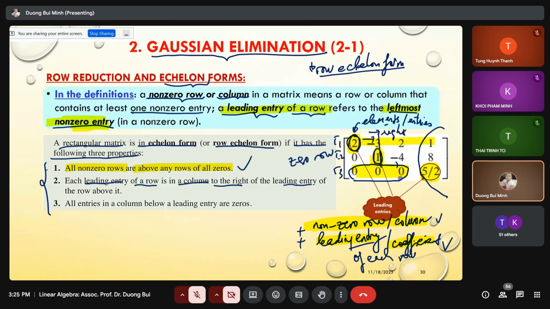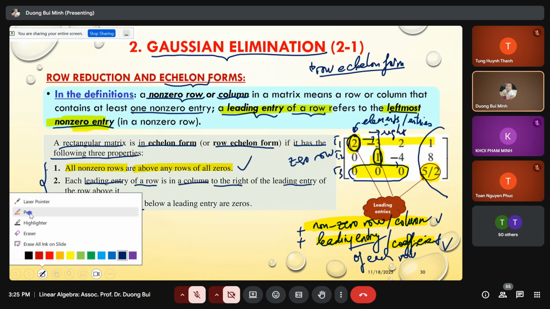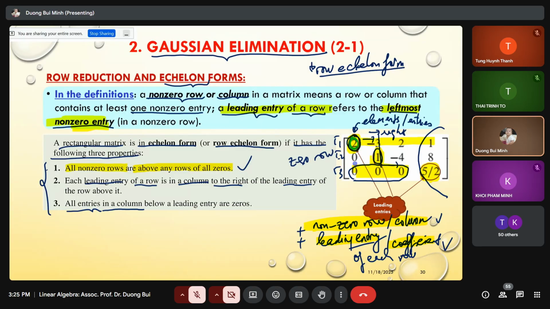And number 3, all entries in the column below a leading entry are 0. So look at this one. If this is the leading entry, then the entry below 2 should be 0, right? This is the leading entry of the second equation, so the entry below 1 should be 0.